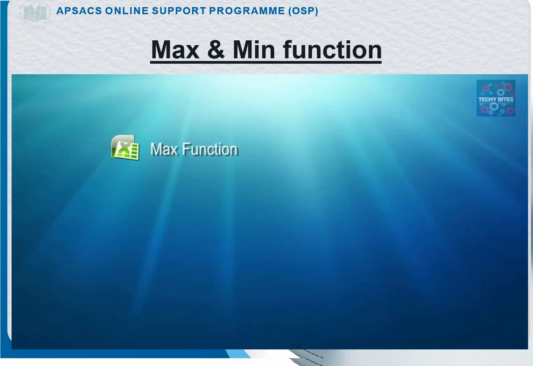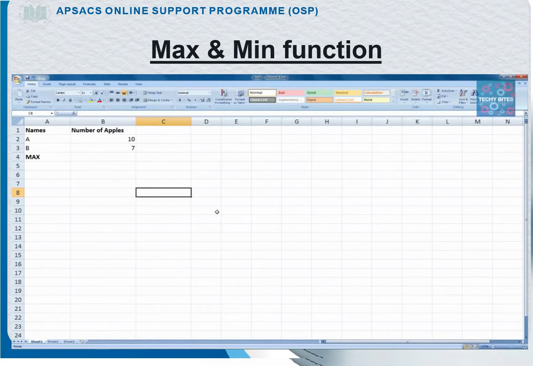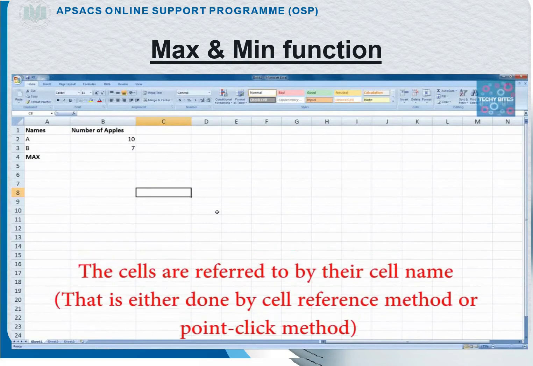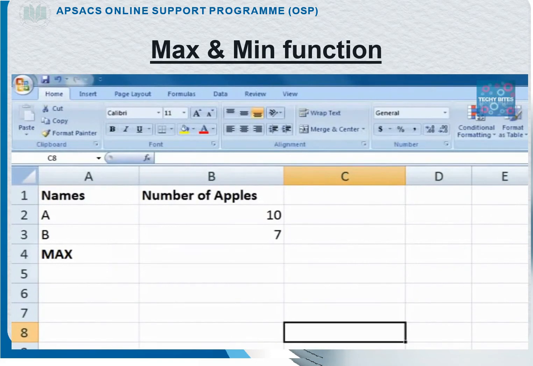Let's look at the max function first. The syntax for defining the max function is max, parentheses, value, close parentheses. As we've already learned previously, the cells are referred to by their cell name. That's either done by cell reference method or point and click method. Let's start with an easy example. Suppose there are two kids, A and B, who both had their own share of apples. Let's say A has 10 apples and B has 7 apples. If we had to determine who had more apples, we could simply use the maximum function.